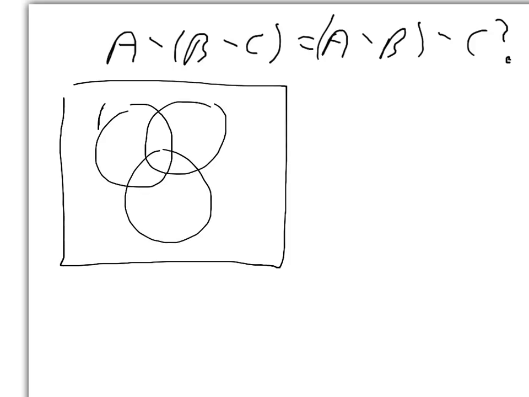So this is A, B, and C. B minus C is this part here. It's the part of B that doesn't have any of C in it. So I have to subtract this from A. And so that's going to be these three regions here. Okay, so that illustrates A minus (B minus C).